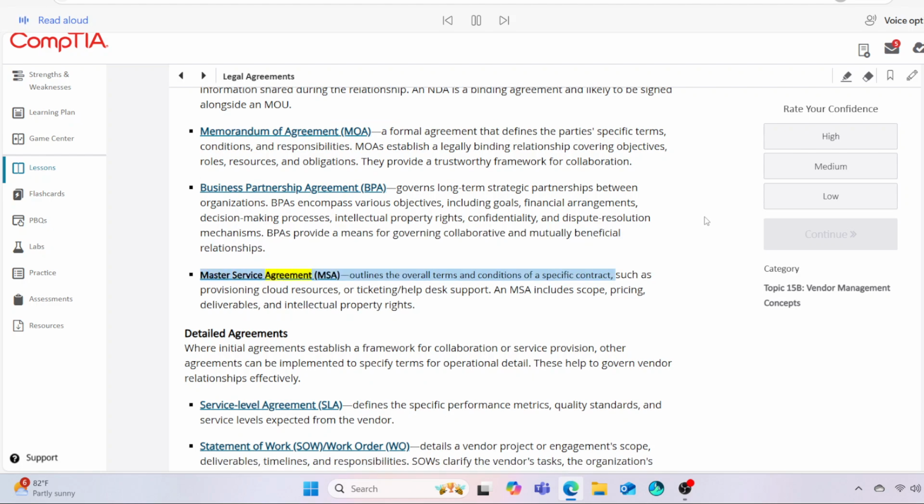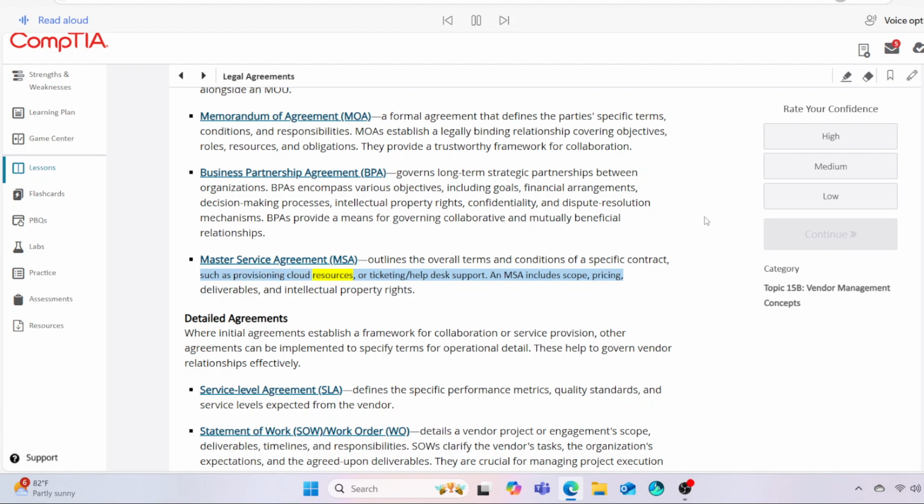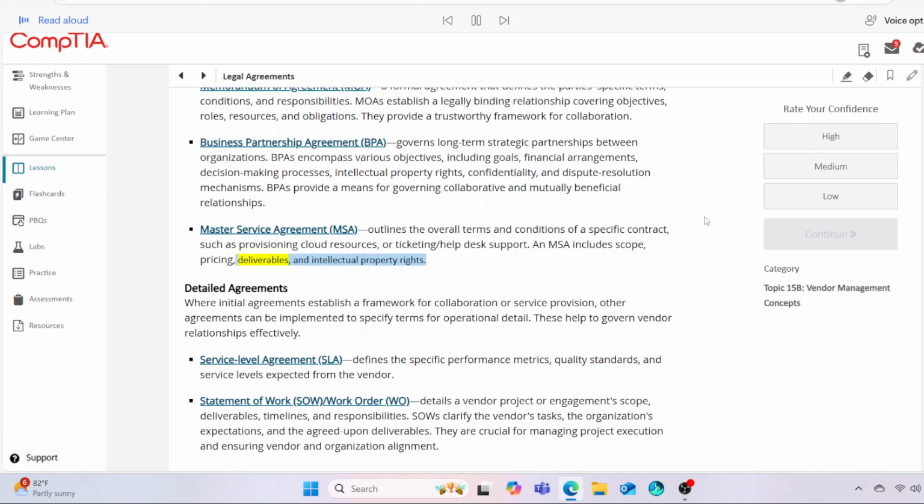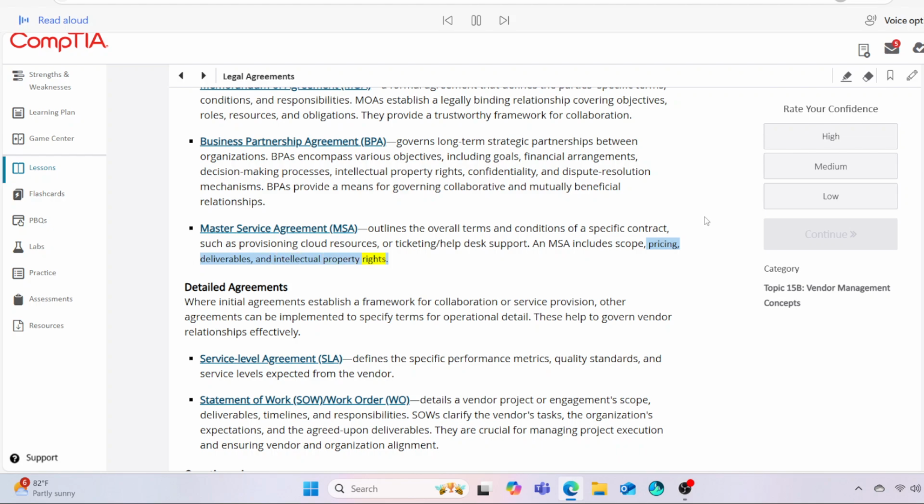Master Service Agreement, MSA, outlines the overall terms and conditions of a specific contract, such as provisioning cloud resources or ticketing/help desk support. An MSA includes scope, pricing, deliverables, and intellectual property rights.